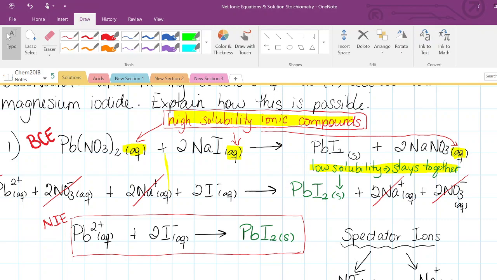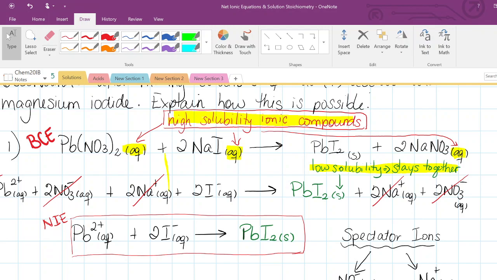Now, to figure out what the states of matter are here, we need to go to our solubility table. If you go there, you'll notice that when iodine bonds with lead 2+, it forms a solid. And then sodium nitrate forms an aqueous solution. So step 2 is we're going to look for all of our high solubility ionic compounds, anything that has this aqueous subscript attached to it. Everything that has an aqueous subscript, we're going to dissociate or ionize it. In this case, we don't have any acid, so we're going to dissociate everything.